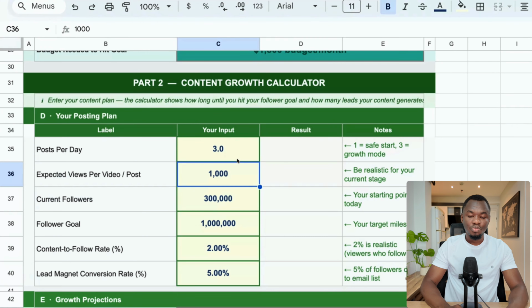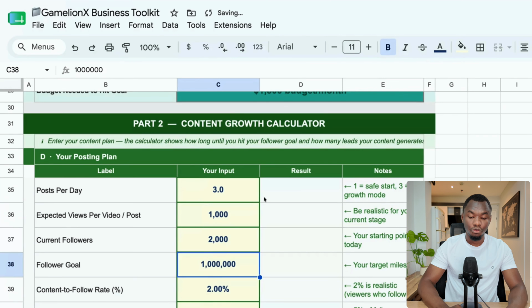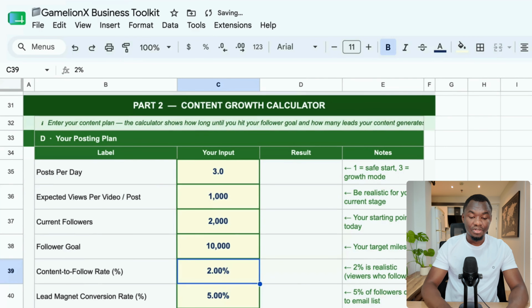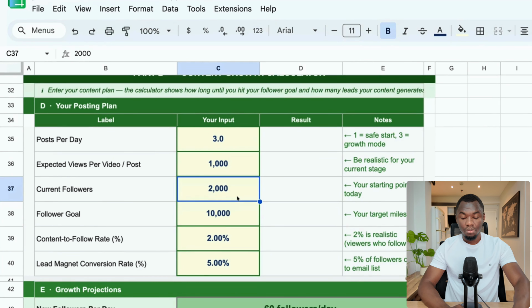So a person is posting 3 times and is expecting that they will get 1,000 views for every post or video. And your current follower count, let's say, is just 2,000. You have 2,000 followers. And your next follower count goal is, let's say, 10,000. You want to reach 10,000 followers. Right now, you are at 2,000 and you are getting 1,000 views for every post and you're posting 3 times.